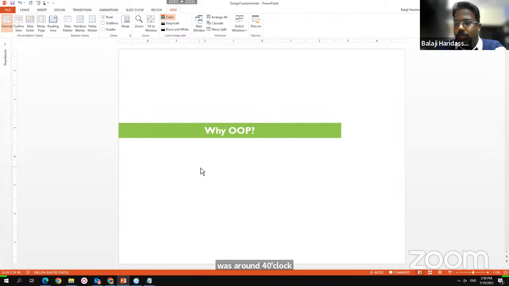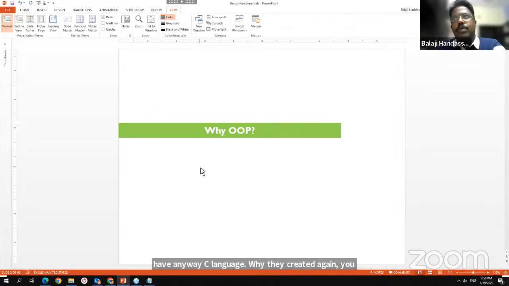So why OOP? Any idea? Can we quickly discuss so that we can move forward faster? Why do we need object-oriented programming? Because we already have the C language. Why did they create a separate C++ and then bring this, saying it supports OOP? Why? To increase reusability and flexibility. This is a very fundamental feature of OOP. In simple terms, how do I tell that?